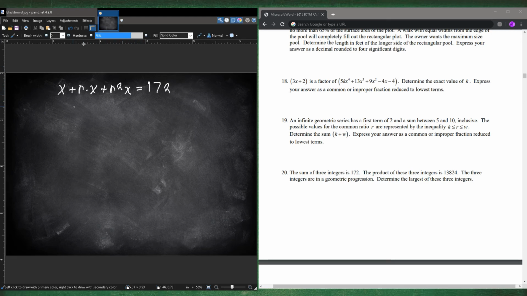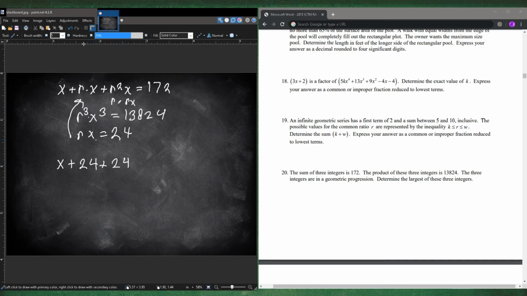And then they said the product of those three numbers, so x times x times x is x to the power 3, and r times r squared is r to the power 3, is equal to 13,824. That means rx equals the cube root of 13,824, and you get 24. So we know rx is equal to 24. So we just plug this in. So x plus 24, and let's make the other one 24 also, because this is the same thing as saying r times rx, right? So rx is 24.